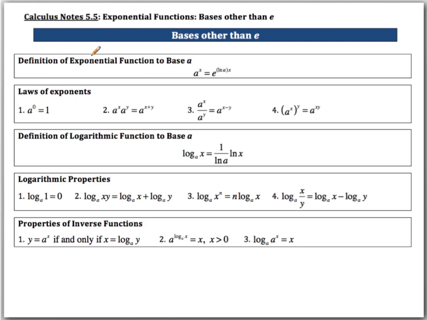The first one is a definition of exponential function to base a. So if we have an a to the x function, we can rewrite this as a base e by writing e to the natural log of a times x.